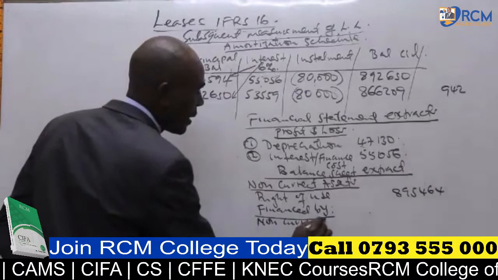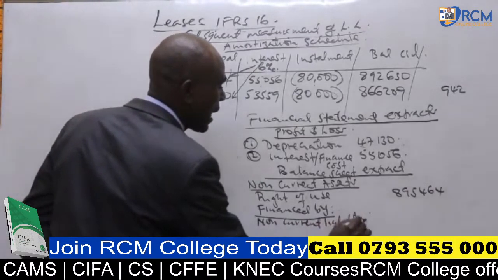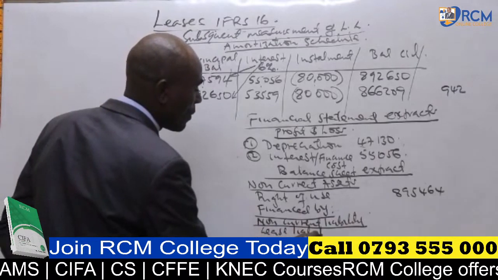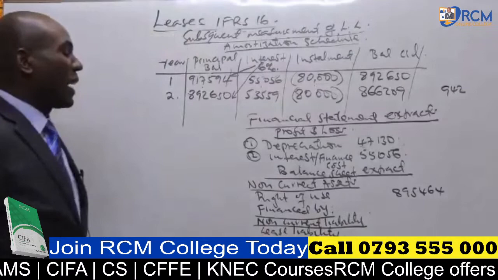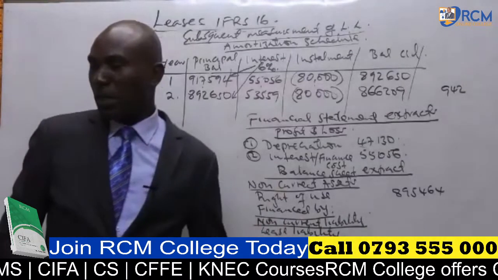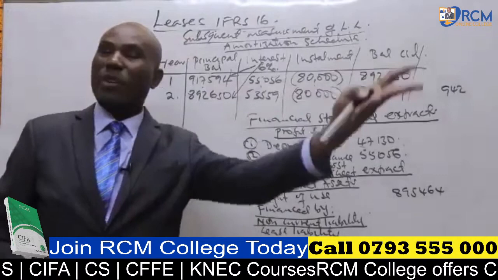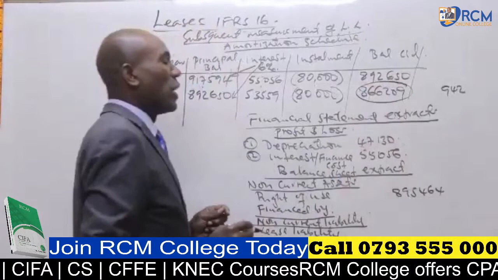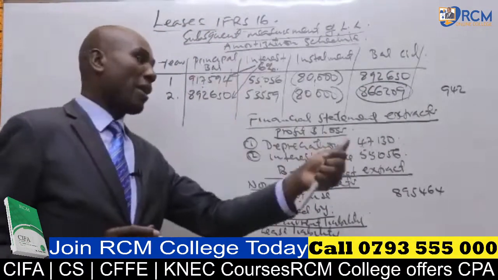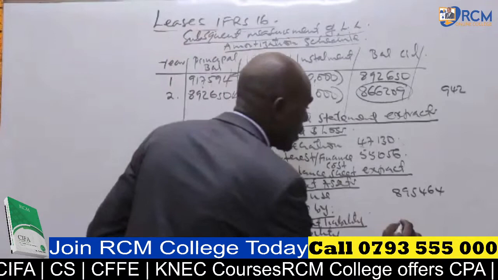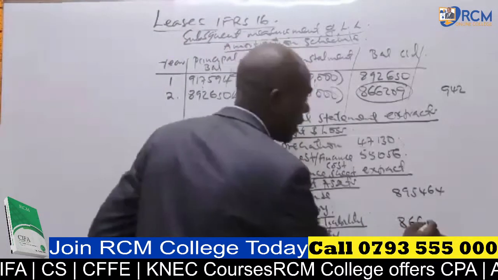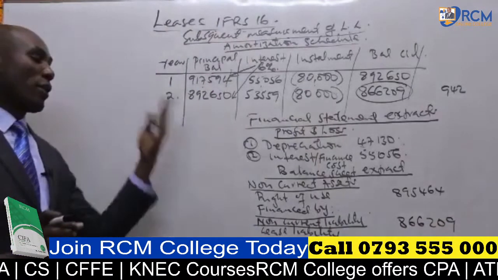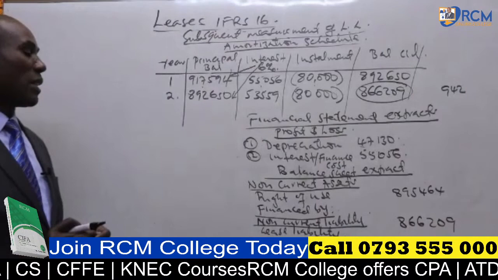Non-current liability. Here, I have lease liability. Now, I said that if payments are made at the end of the year, you prepare for 2 years. The one for year 2 will be the non-current liability for year 1. Therefore, this one will be 866,209 for year 1, the non-current liability for year 1.